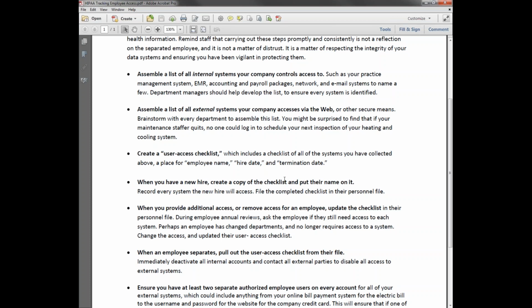When you have a new hire, create a copy of the checklist and put their name on it, record every system the new hire will access, and file the completed checklist into their personal file. This again allows you to have documentation of what the new hire has access to in your organization, so that when you have an exit interview, you can make sure that all their access has been terminated.